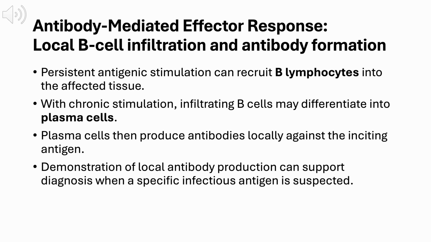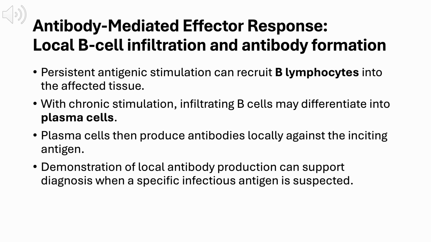Up to now, we've largely discussed antibodies produced systemically, but the eye teaches us to think locally. Persistent antigenic stimulation can recruit B lymphocytes directly into the affected tissue. With chronic stimulation, those infiltrating B cells may differentiate right there in the tissue into plasma cells, and those plasma cells then produce antibodies locally aimed at the inciting antigen, antibody manufactured on-site rather than delivered from the bloodstream.